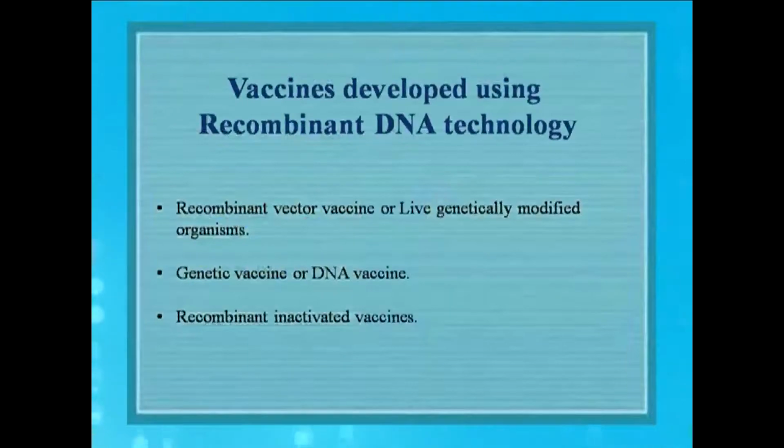So far, 3 types of recombinant DNA vaccines have been developed, but all of them are in the experimental phase. The first type is called recombinant vector vaccine or live genetically modified organisms. Second is genetic vaccine or DNA vaccine, and third type is recombinant inactivated vaccine.